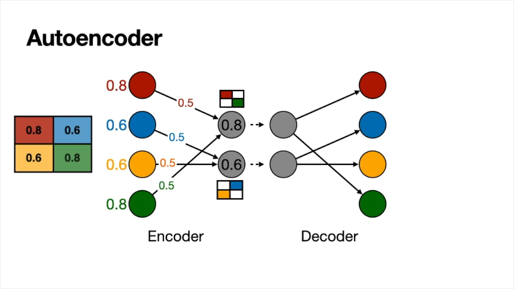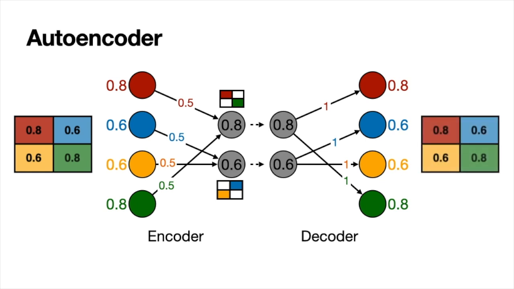And now, in order to decode it, we simply put ones on the edges of the decoder. So the values are going to be 0.8 times 1, 0.6 times 1, 0.6 times 1, and 0.8 times 1. So we have successfully reconstructed the image.